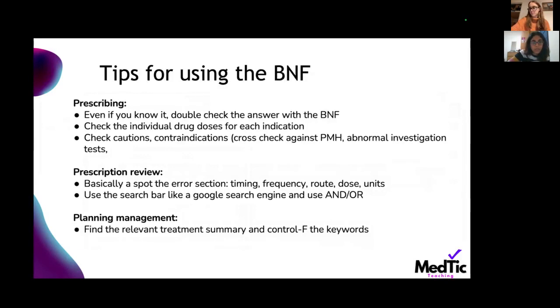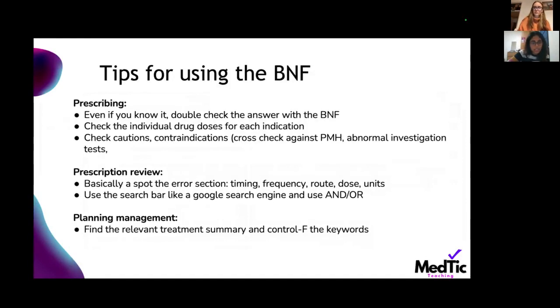And then when you're prescribing specific doses, double check the indication. So for a certain drug, there might be several doses depending on the indication. So just make sure which dose you're prescribing and that it's for the correct thing. And also with the patient's details, check cautions and contraindications underneath that drug monograph. Check it against that patient's past medical history or any abnormal investigation test results that they give you.